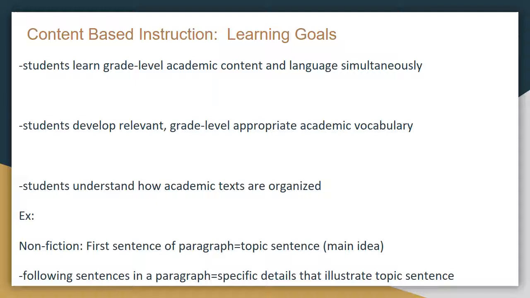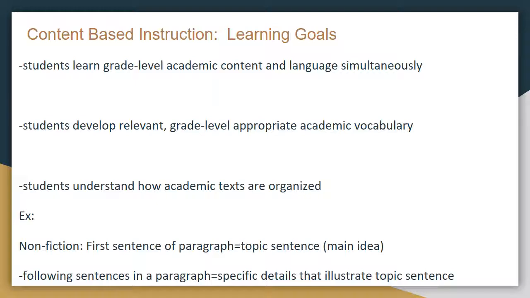A third goal is that students will understand how academic texts are organized, specifically nonfiction texts. So nonfiction texts begin with a first sentence, which is like a topic sentence, which often expresses the main idea of that paragraph. And then the following sentences provide evidence or support for that topic sentence. And so through the content-based instruction method, students are regularly engaged in analyzing content texts, especially nonfiction texts.